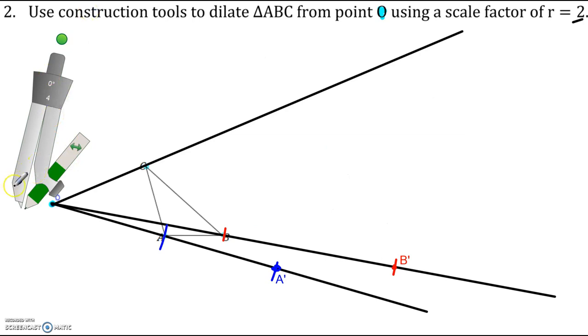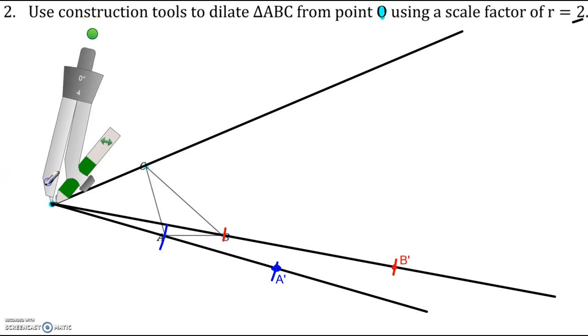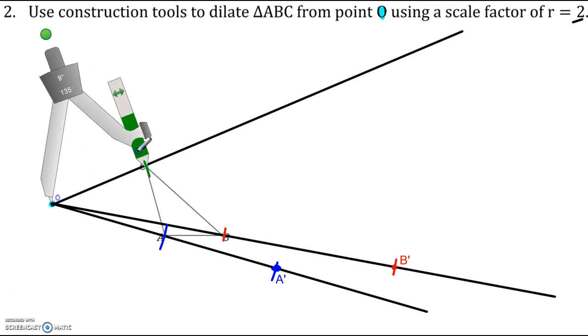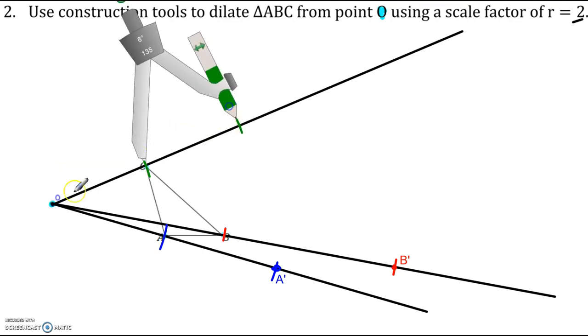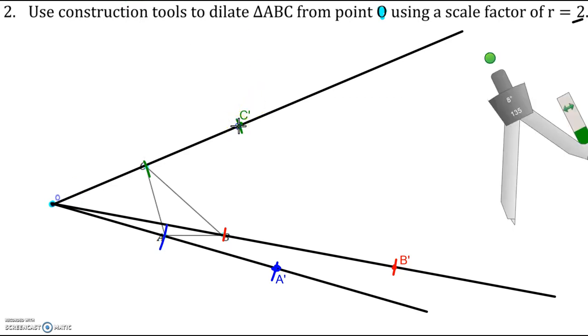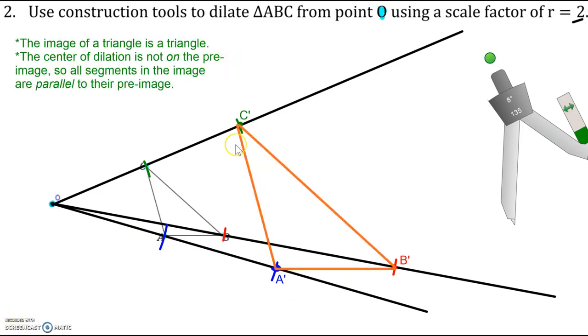Then we'll go from O to C, same exact idea as before. Measure from O to C and then slide down the line, and this will be C prime. And then all we have to do is connect them to make triangle A prime, B prime, C prime, our new triangle. Notice we're getting a similar triangle from what we started with. So notice that we got a triangle again, and that A prime C prime is parallel to AC, B prime C prime is parallel to BC, and A prime B prime is parallel to AB as well.